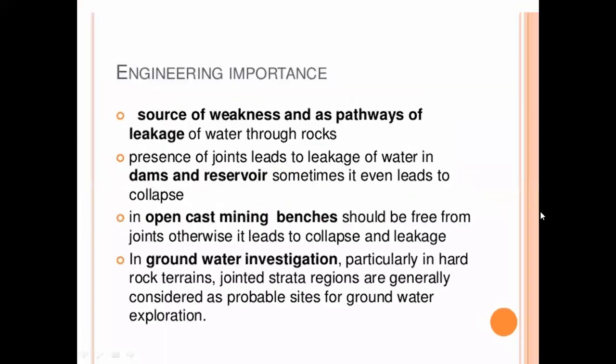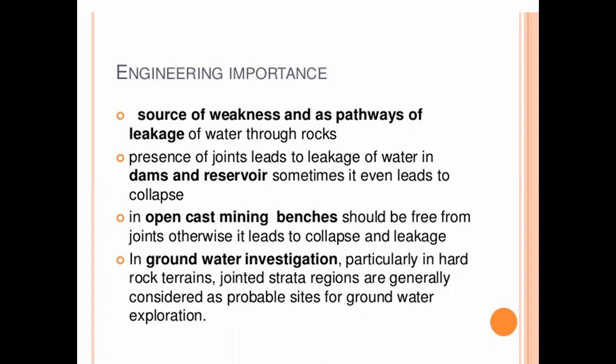Now, the importance of joints in civil engineering. Why are joints important from the civil engineering point of view? There are some advantages and some disadvantages of joints. Now, it acts as a source of weakness and as a pathway for leakage of water through rock. So this is the positive consideration, that is the advantage. What is the meaning of this sentence? When any rock has joints, such rocks act as a good aquifer, because if joints are present, they help the movement of groundwater from one place to another. That's why rocks with maximum joints act as a good aquifer.